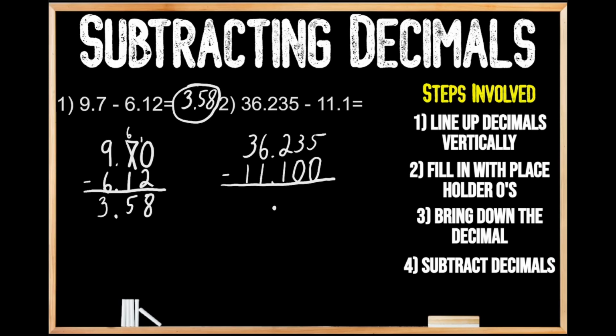When we take away 0 from 5, we're left with 5. When we take away 0 from 3, we're left with 3. When we take away 1 from 2, we're left with 1. When we take away 1 from 6, we're left with 5. And lastly, when we take away 1 from 3, we're left with 2, for 25 and 135 thousandths. So when we subtract 11 and 1 tenths from 36 and 235 thousandths, we're left with 25 and 135 thousandths. Hopefully by now you understand the steps involved when subtracting decimals.